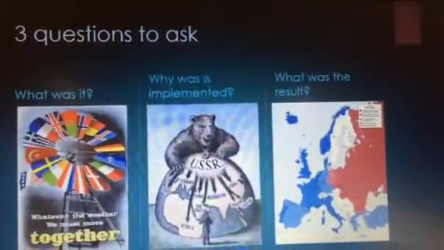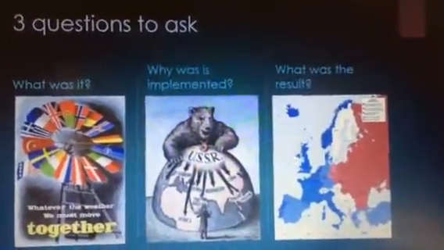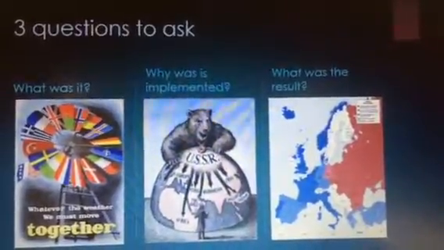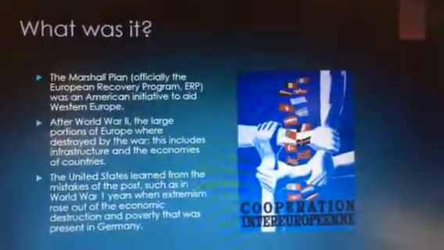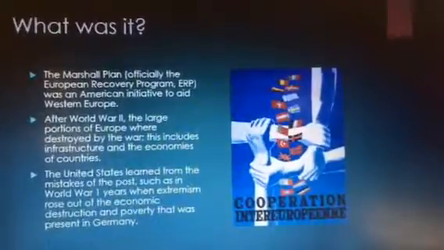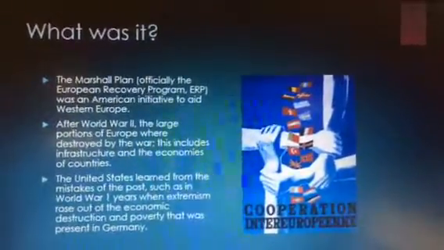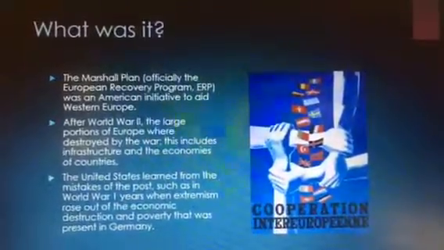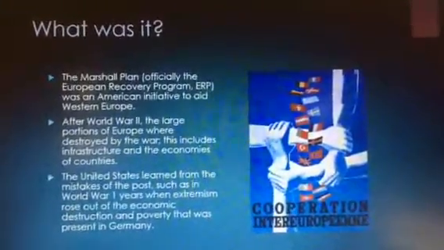When we look at the Marshall Plan, we have to ask ourselves three questions. What was it? Why was it implemented? And what was the result? So the Marshall Plan was officially known as the European Recovery Program, and it was an initiative done by the United States to help out war-torn European countries.